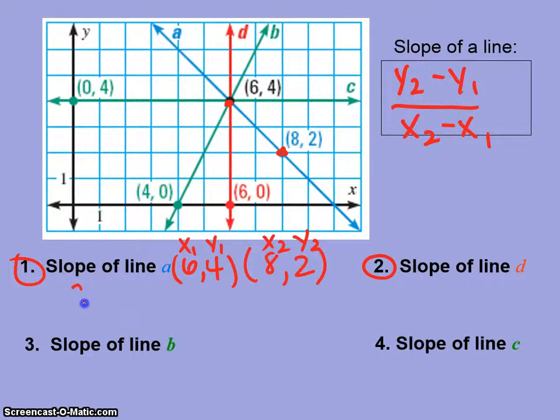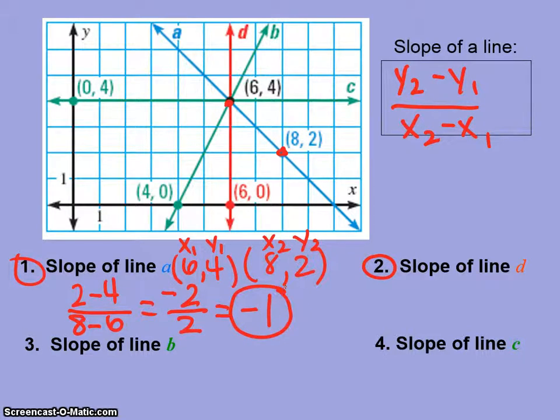So I'm going to have 2 minus my y1, which is 4, over x2, which is 8, minus my x1, which is 6. 2 minus 4 gives me negative 2. 8 minus 6 gives me a positive 2, and negative 2 over 2 gives me a negative 1. So the slope of line A is negative 1.